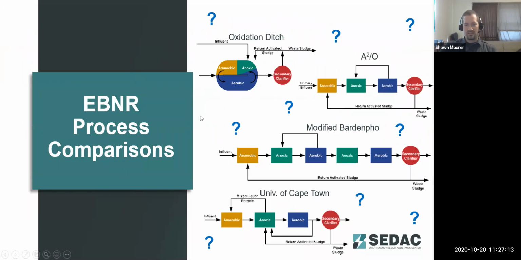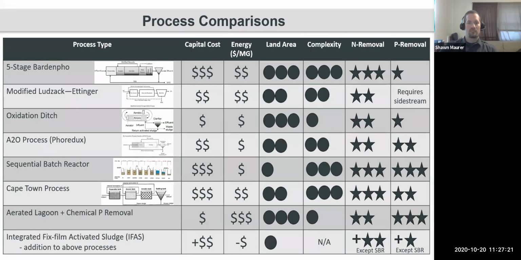So what different processes are out there? What should you look at for your particular plant? There are a lot of different options out there. A lot of them are modifications of each other. The one that we see probably most common at a lot of plants in Illinois is the modified Ludzack-Ettinger, or the MLE process. We also see that modified process set up in an oxidation ditch.